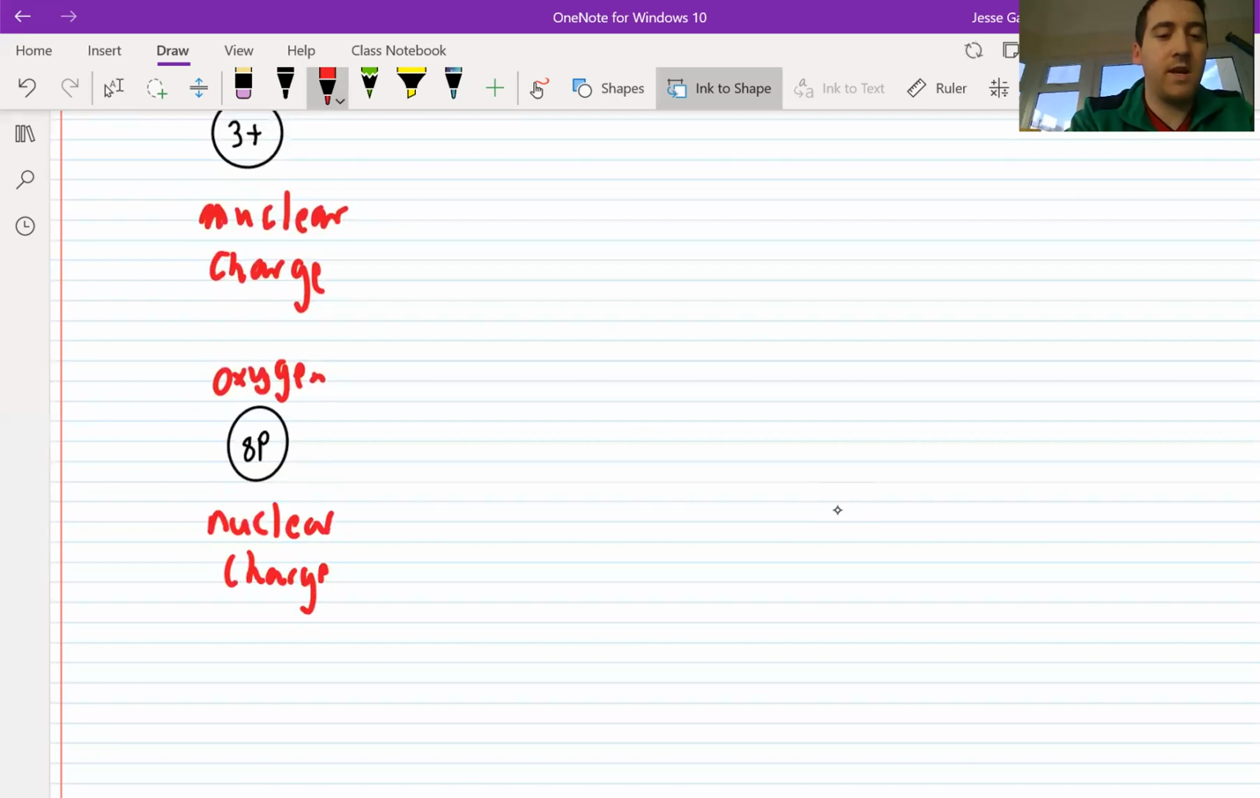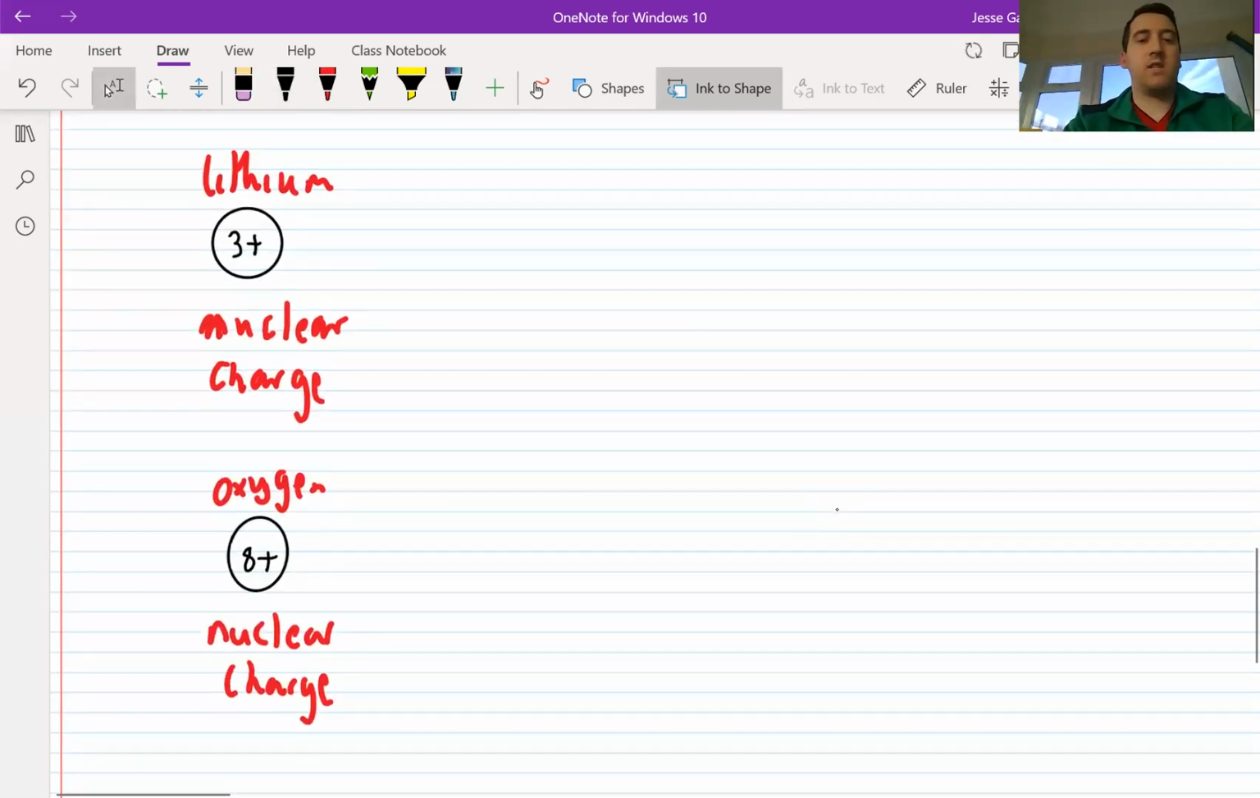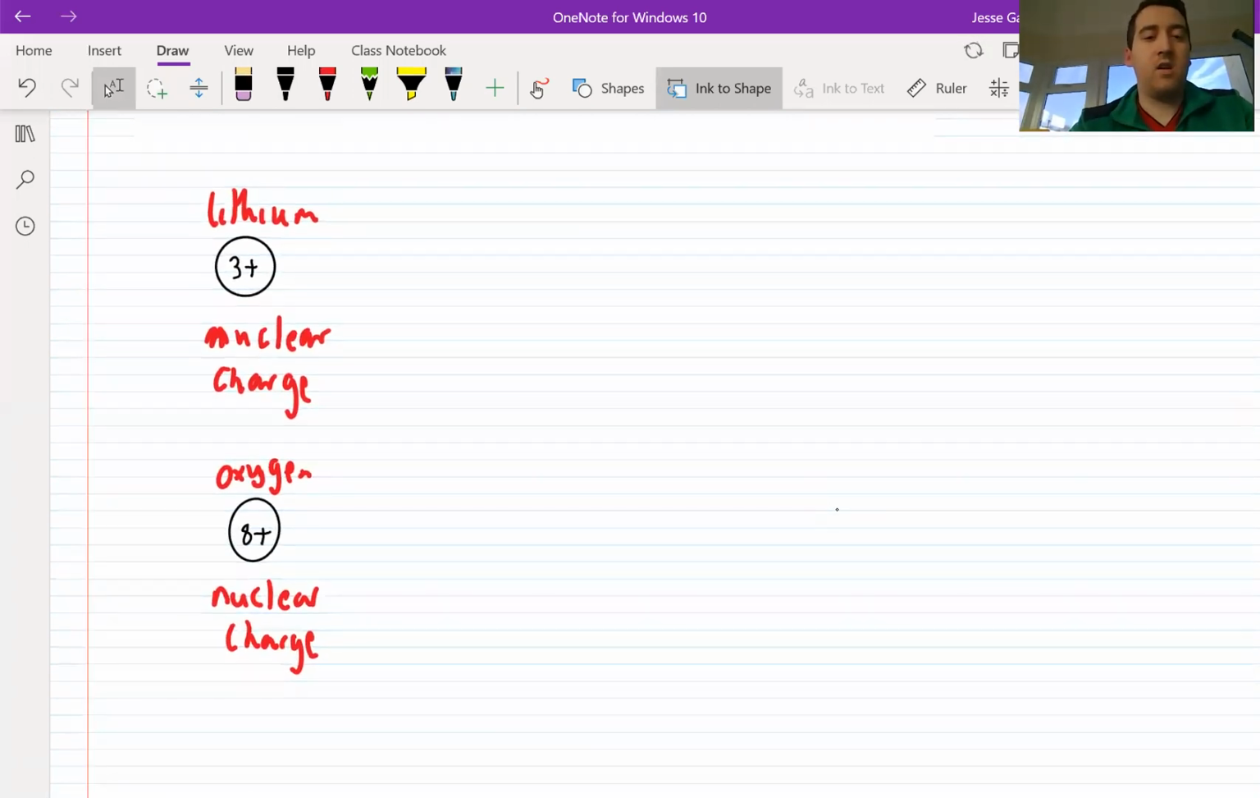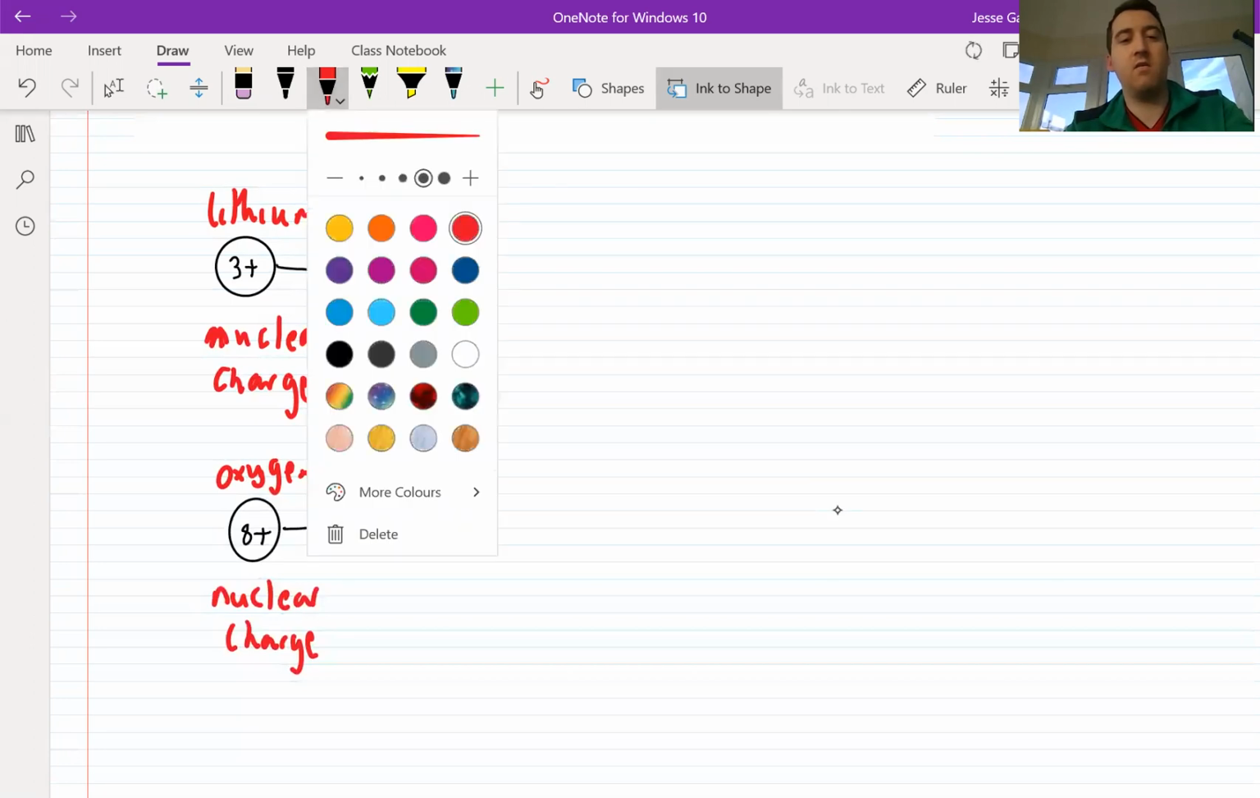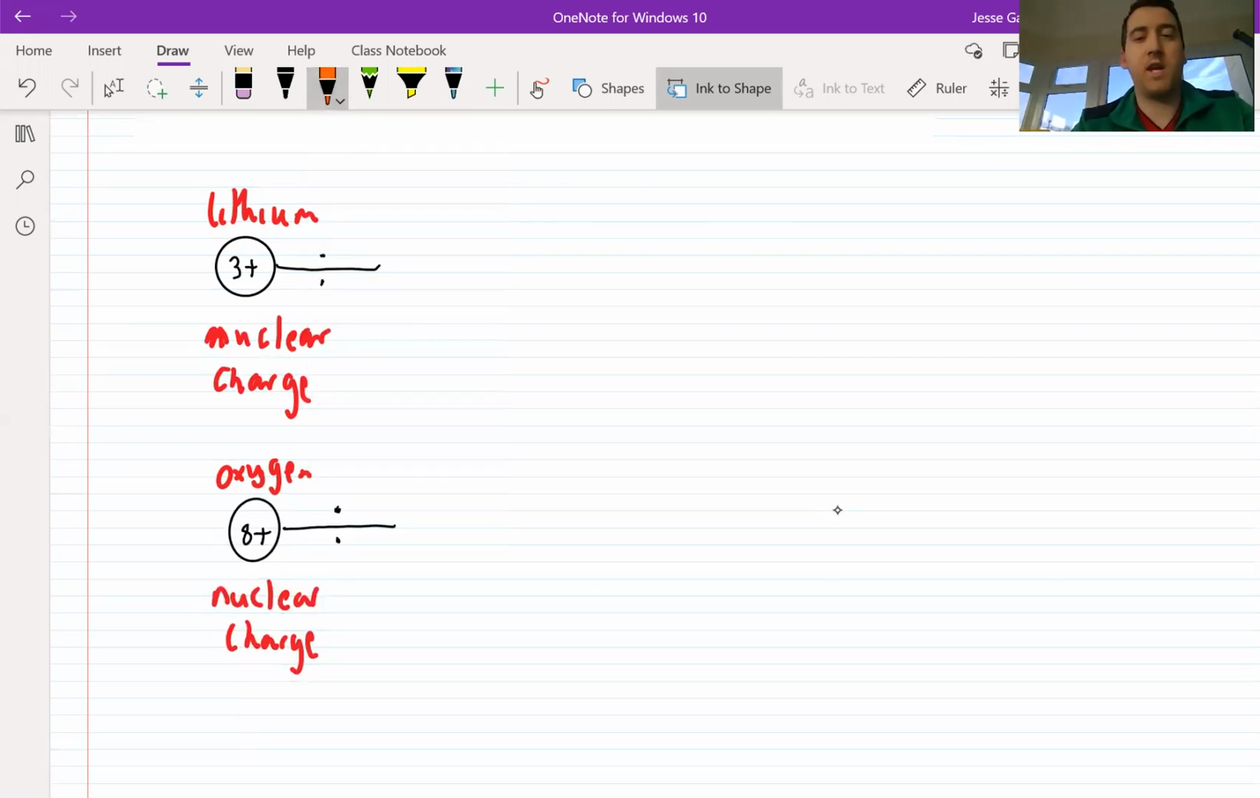Oh, sorry, I shouldn't be saying 8p here. That's proton, but of course we're using the plus sign, 8 plus. So obviously oxygen has a greater nuclear charge than lithium. Now, all other things being equal, if these are put into a covalent bond where the electrons are being shared, well, which one is going to attract the electrons more? Or which one is going to have a greater affinity for the electrons? On 3, speak your answer. 1, 2, 3. It really is this simple.